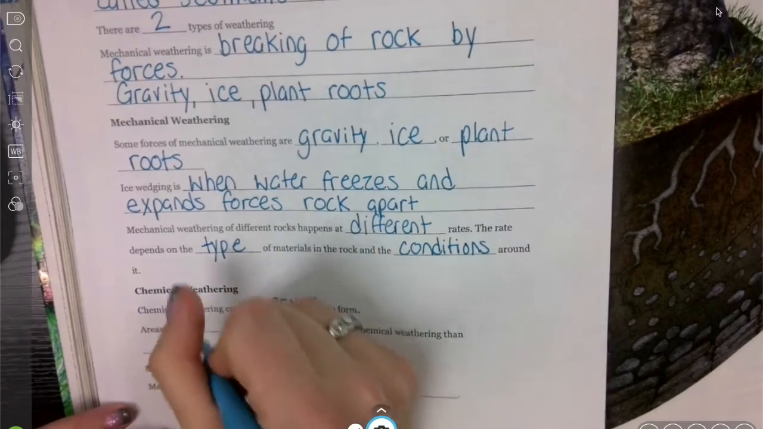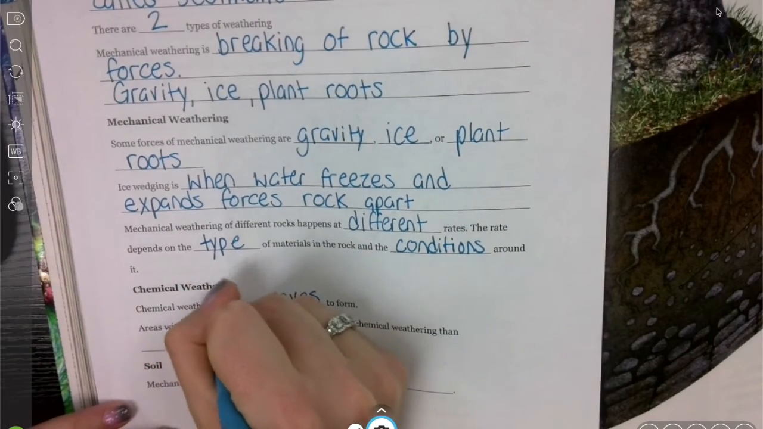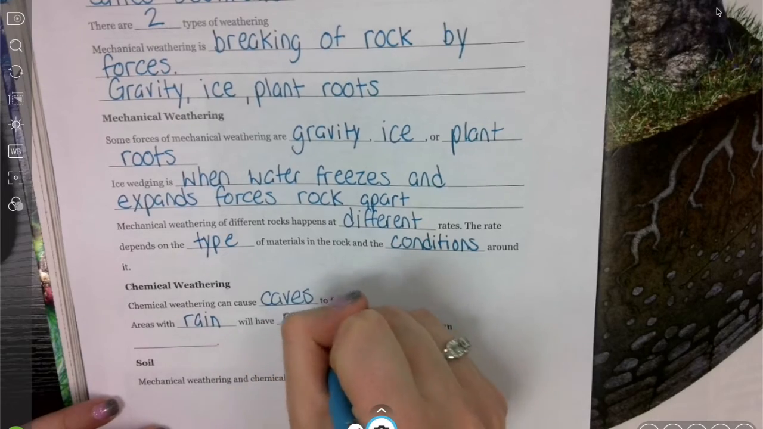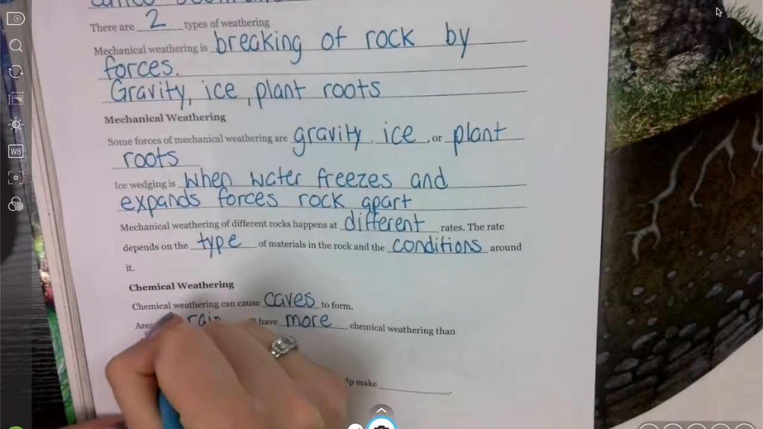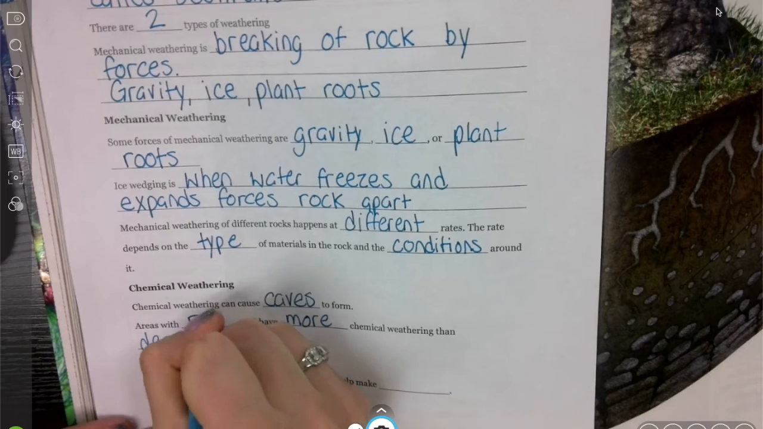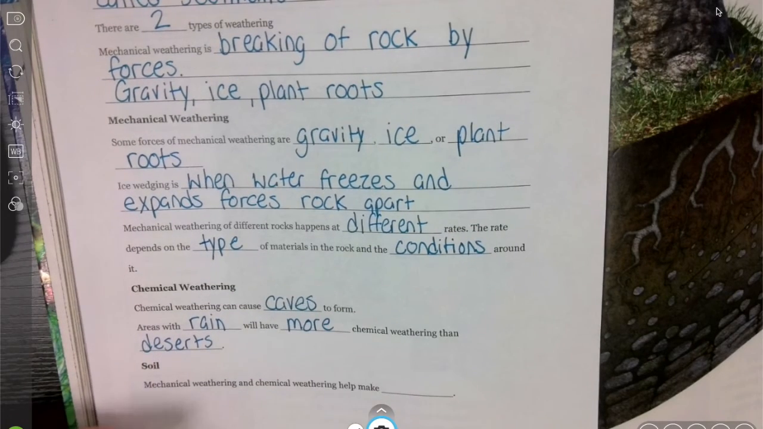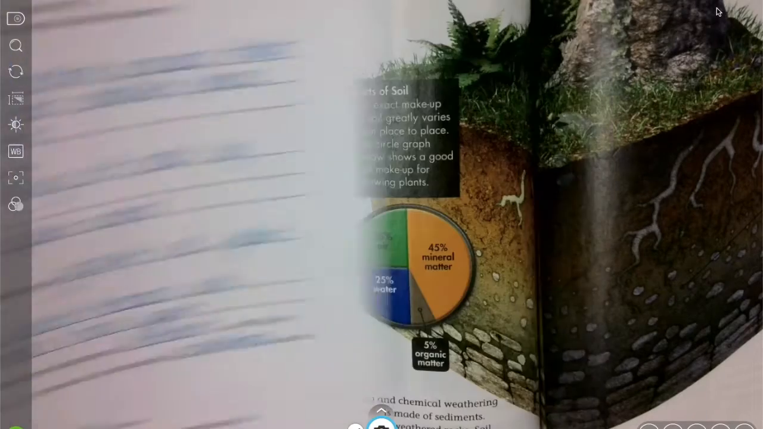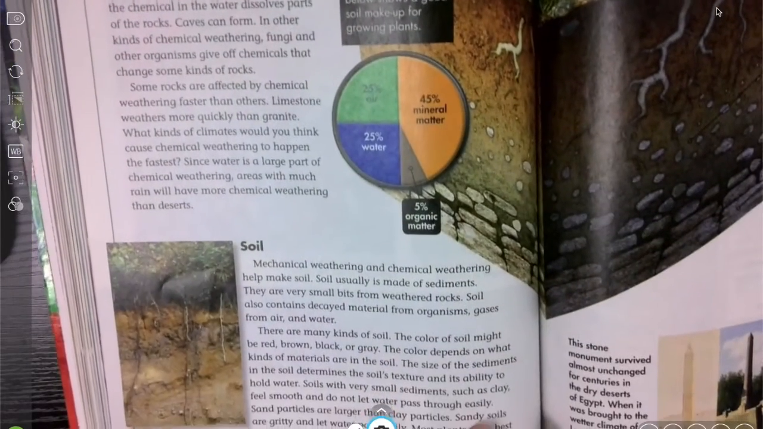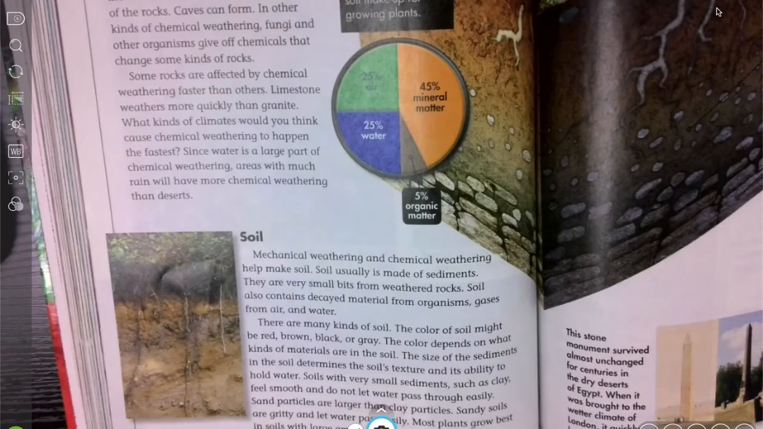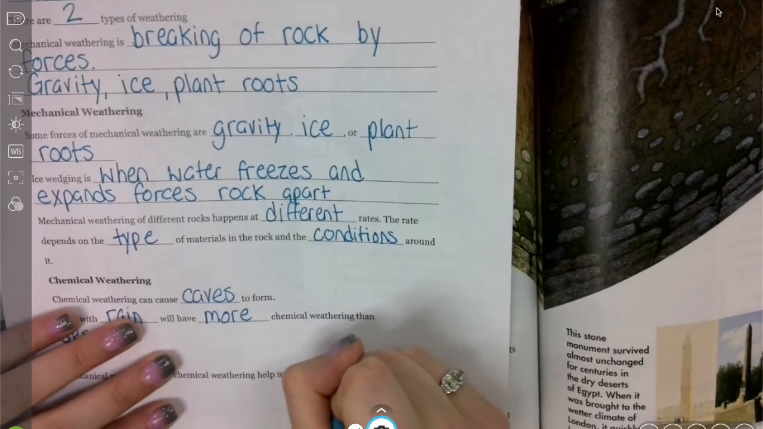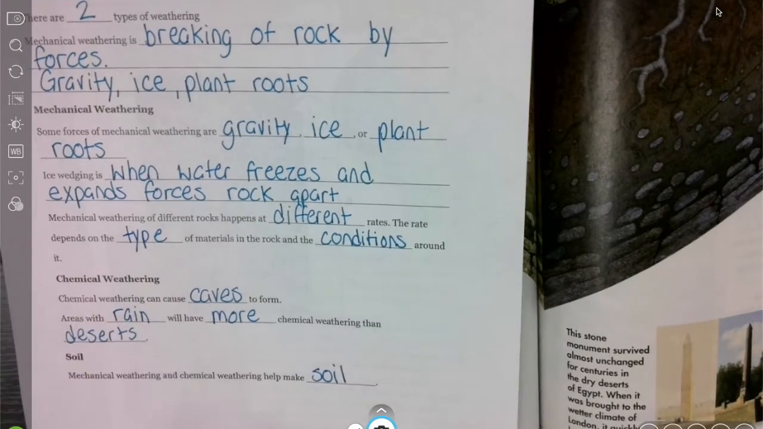So areas with rain will have more chemical weathering than deserts. Then our last section we're going to look at is soil. Mechanical weathering and chemical weathering help make soil, and that's just our first note on this page. And then you can flip it over.